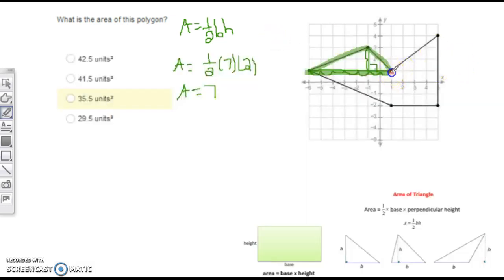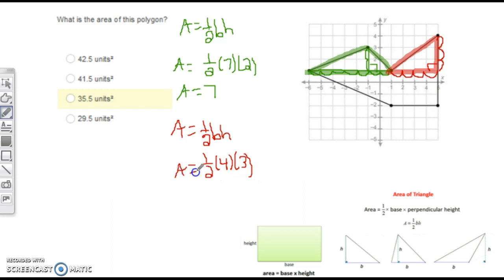Let me use red this time. So I have this little piece over here that's going to make another triangle. And so again, I'm going to use that area of a triangle formula, 1/2 base times height. I'm going to let this bottom be the base. 1, 2, 3, 4. And then this would be the height because it is perpendicular. And so if I multiply that out, the area would equal, let's see, 6.